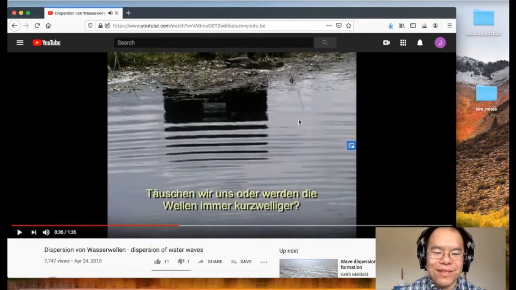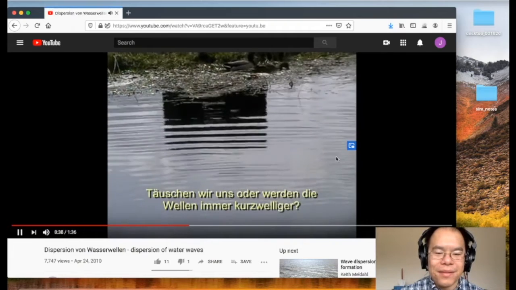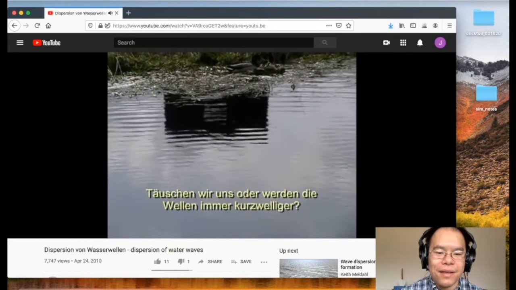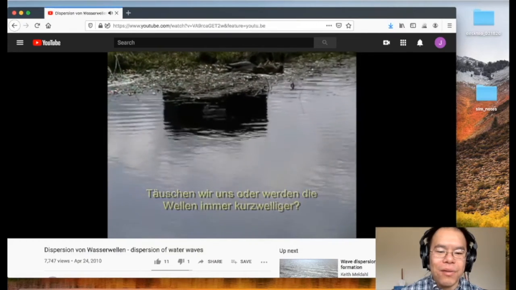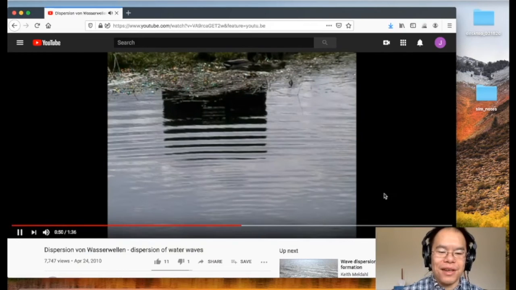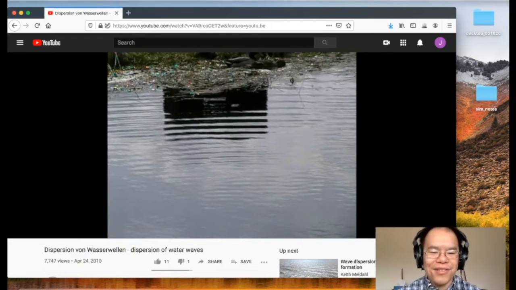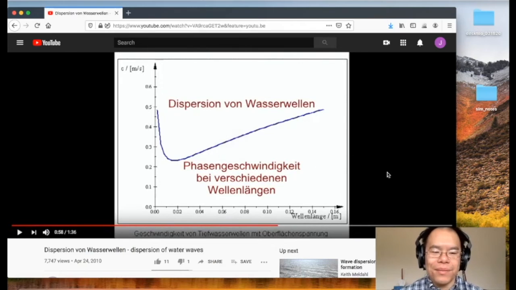And what this is asking is, does it look like the wavelengths that are coming to the shore are getting shorter as time goes on? So you can go and rewind that if you want to see it again, and we'll see some still frames now. And I think you can, in fact, see that as time goes on, it's shorter wavelength waves that are reaching the shore. So this is a dispersion for water waves.